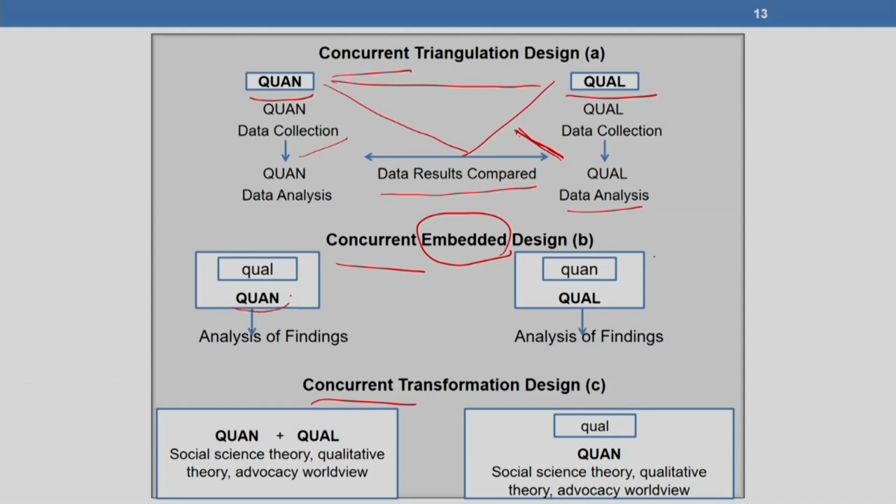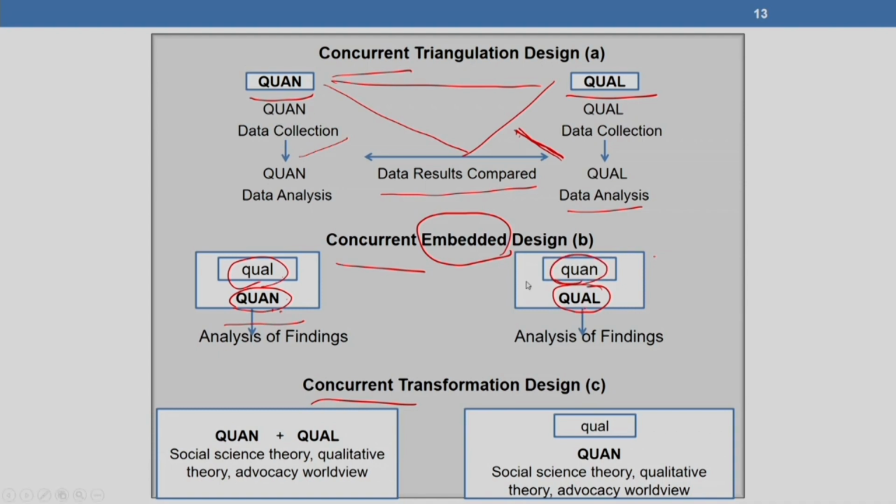Notice the capitalized quan here and a lowercase qual, which means that the weight is more on quantitative methods, and the qualitative part is embedded within the quantitative. However, this is being carried out at the same time, and you have another design where the qualitative is dominant and the quan is lowercase, and it is embedded within the qual.